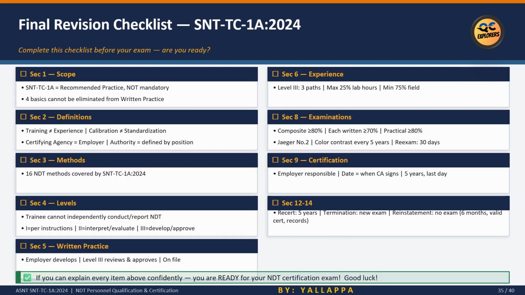Before your examination, revise all these important concepts carefully, especially recommended practice versus code, training versus experience, calibration versus standardization, employer versus Level 3 responsibilities, passing grades, vision requirements, termination and reinstatement, and certification validity. If you can confidently explain all these points, you are well prepared for Level 1, 2, and 3 examinations.